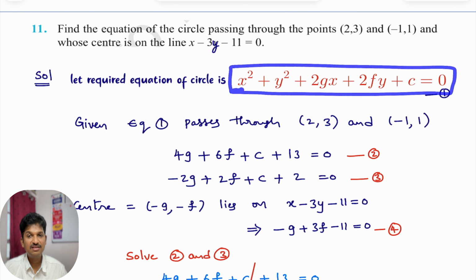While solving, the best method is to first solve these two and cancel the C term. Then you will get an equation in terms of G and F. If I solve these two equations, I'll get the G value and F value. You see here, F value, G value. Now this G value and F value, you substitute in any one of these two equations, and you will get the C value. You see here, C value. Once you have the G value, F value, C value, substitute these values in this equation and simplify, and you will get the required equation of a circle.